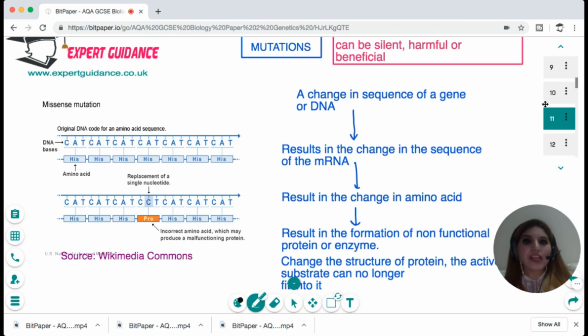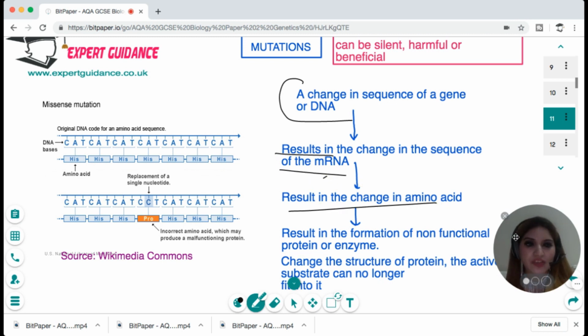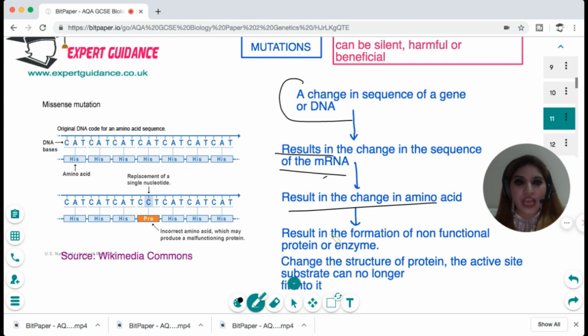Now, you must have seen now that DNA forms an RNA, and RNA makes a protein that gives the expression. So what happens if there's a change in the sequence of a DNA? If there's a change in the sequence of DNA, it results in a change in the sequence of mRNA. If the mRNA is changed, the amino acid gets changed. And when the amino acid gets changed, it results in the formation of a non-functional protein or enzyme, and that protein will have a different structure and the active site will be different, so the substrate can no longer fit to it and it can be non-functional. This is what is mutation.